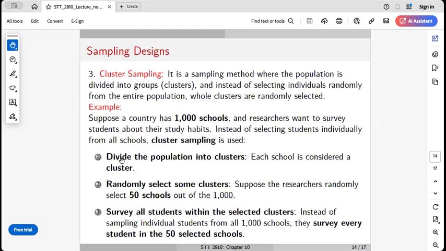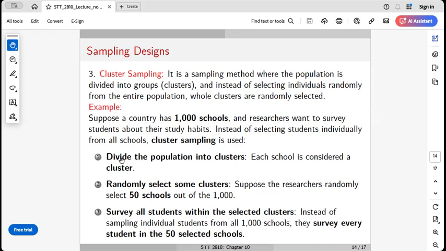So the third one is cluster sampling. For cluster sampling, we also divide the population into groups, right? And then those groups are called clusters. After dividing the population into the clusters, we randomly select the clusters. So if a cluster is selected, we are going to use all the samples in that cluster. Does that make sense?